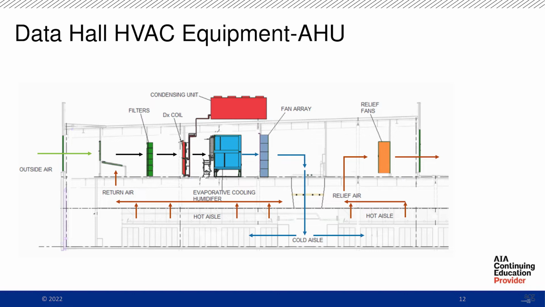Airflow comes in, goes through outside air, hits the filters, goes to the DX coil, hits our ECHs, goes to our fan arrays, goes down, goes through our airflow monitoring station, gets to your cold aisle, distributes out, comes out as hot air, and then depending on what we need, relief or full return, our air will then go back to the penthouse, either up through our air handler or up through our relief fans.